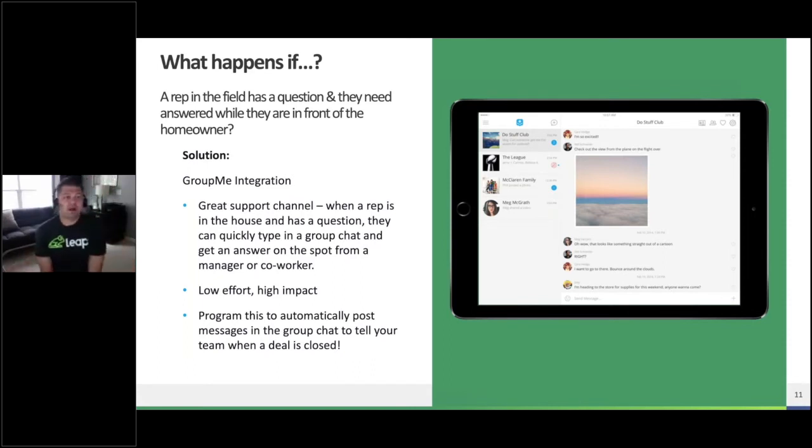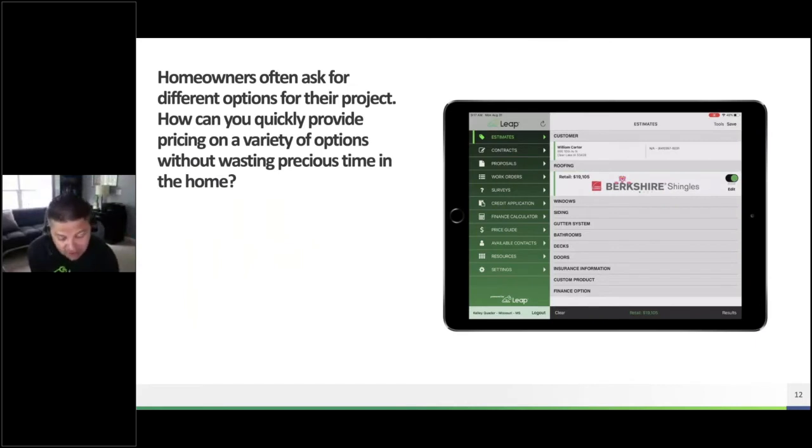Homeowners often ask for different options for their project. How can you quickly provide pricing on a variety of options without wasting precious time in the home?